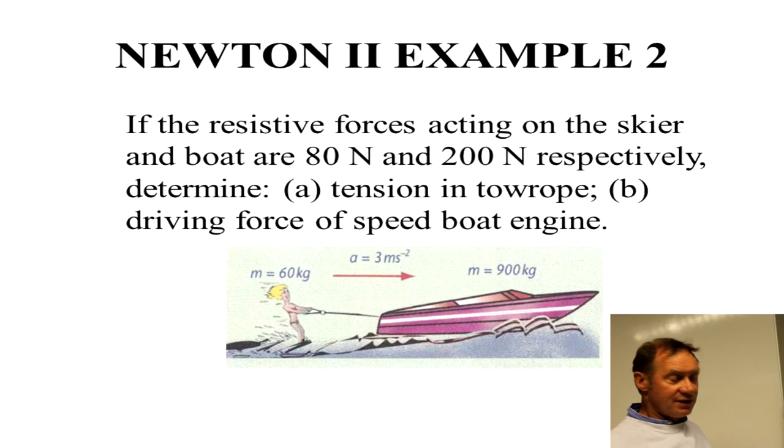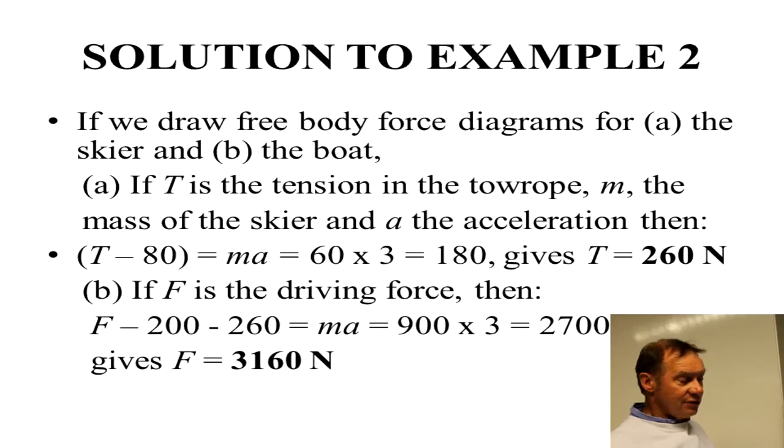And the second example is a powerboat pulling a skier, and it says here in the slide that the resistive forces acting on the skier and the boat are 80 and 200 newtons. We want the tension in the rope and the driving force of the speedboat engine. So the solutions to these: we draw a free body force diagram for the skier and the boat, considering them separately, that's the way to do it.